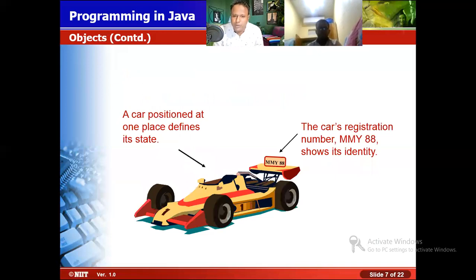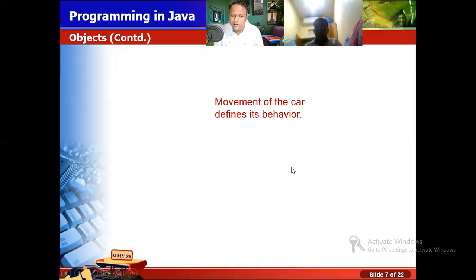A car positioned at one place defines its state, a state of rest, an off state. The car registration number shows its identity. When the car is moving, the movement of the car defines its behavior.